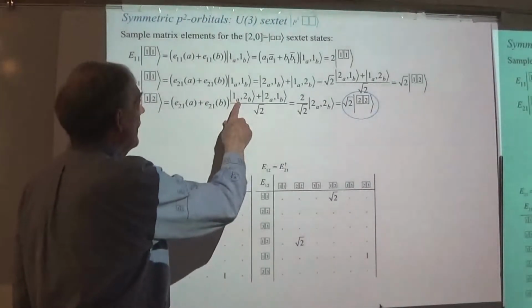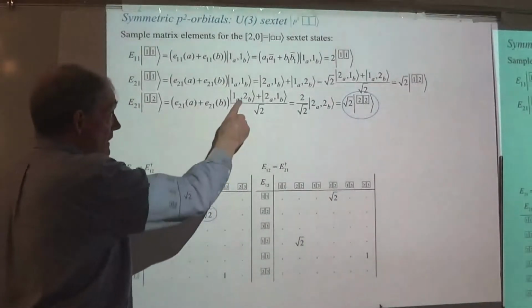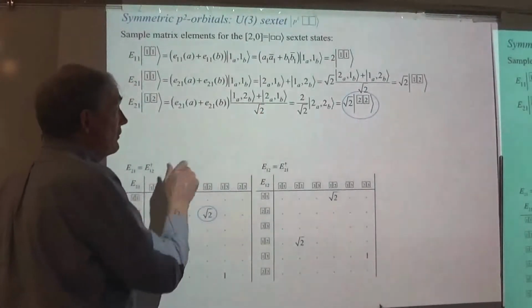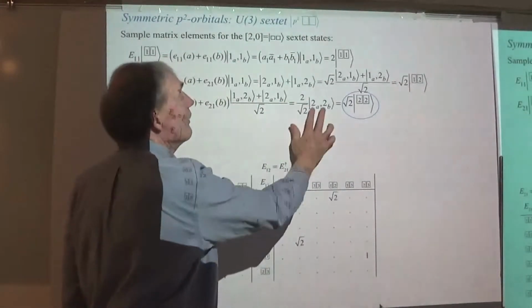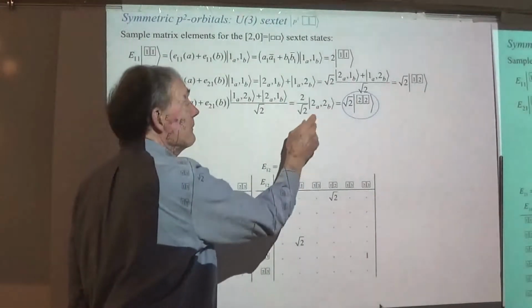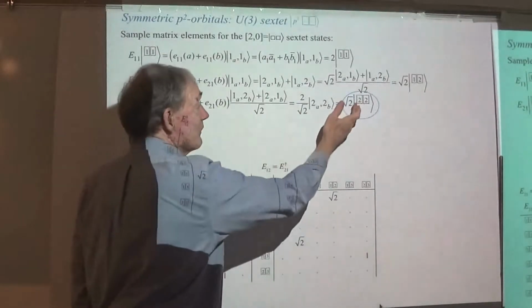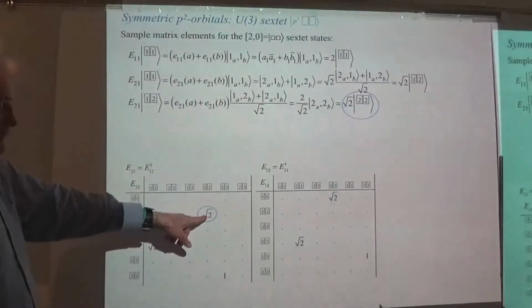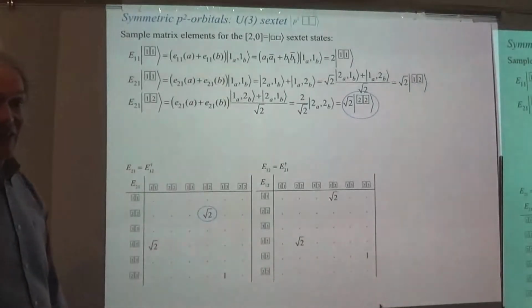But the result here, you see, is I started out with a state that was symmetrized and normalized. Okay? So when I do this, what I get is 2 of these. Then times the normalization 1 over the square root of 2. So the matrix element for this one is also square root of 2. That's this square root of 2. These are very different.